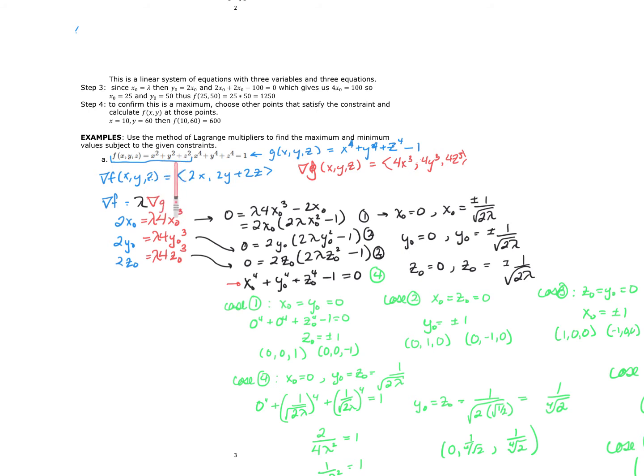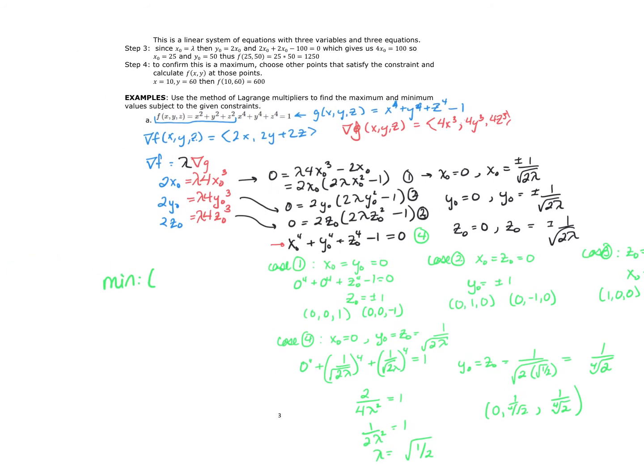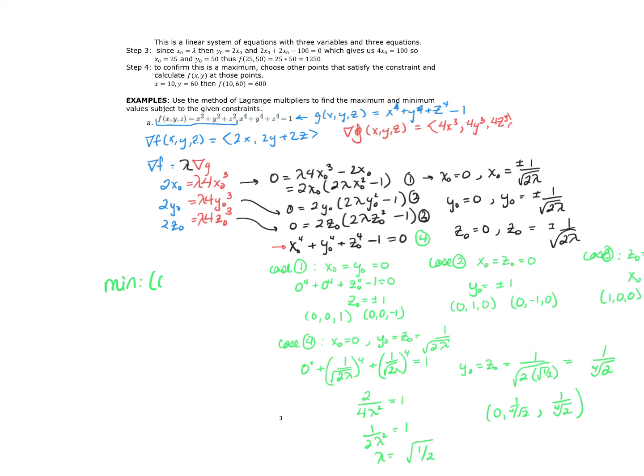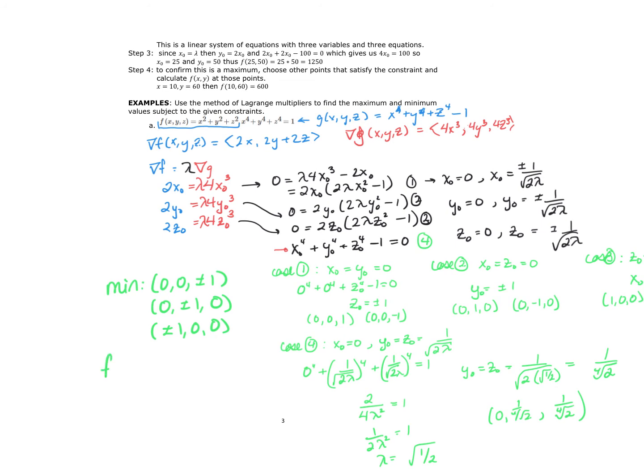So I know that my minimum is going to happen when I've got one of those cases, case 1, 2, or 3. So when I have 0, 0, positive or negative 1, or 0, positive or negative 1, 0, or positive or negative 1, 0, 0, the minimum is going to happen, and the minimum of f of x, y, and z will be 1.